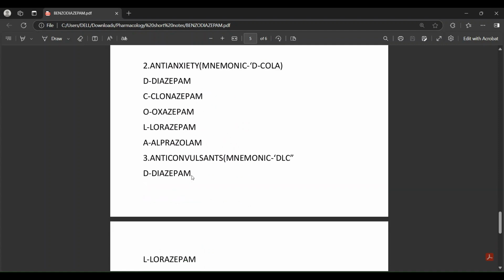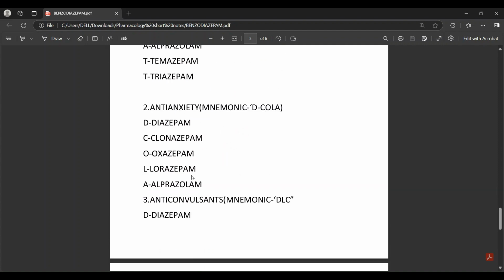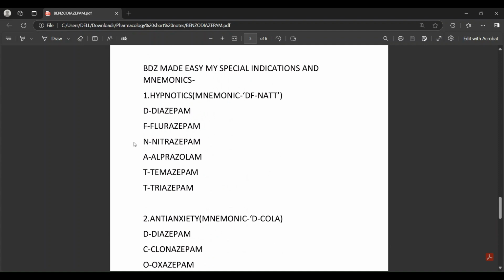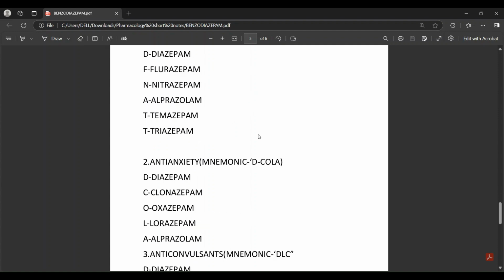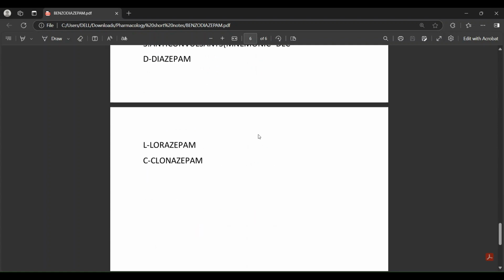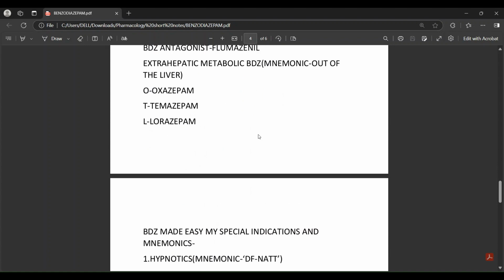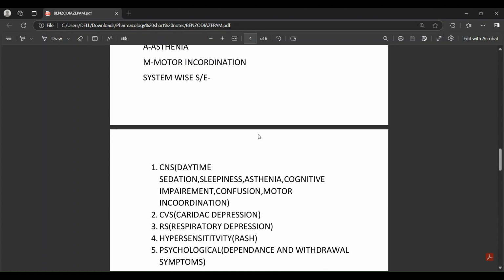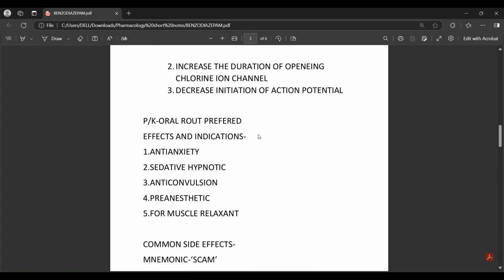If you remember the mnemonic, you know which benzodiazepine is used in each pathology. If a patient has insomnia, what benzodiazepine are they using? DFNAT. This is the mnemonic: diazepam, flurazepam, nitrazepam, alprazolam, temazepam, triazolam. And for anti-anxiety, it is D-COLA. Anticonvulsant or anti-epileptic, it is DLC. So that's how you easily remember benzodiazepine.